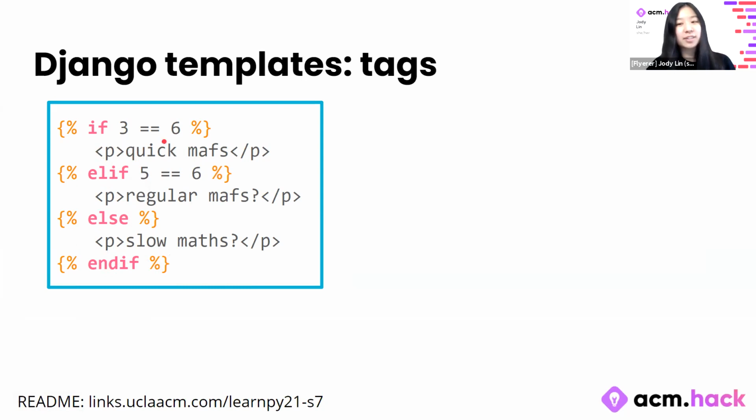But indentation doesn't really matter. So in Python, we know that indentation matters. That's how you can tell what belongs to what block. But in templating, the indentation doesn't matter. So we need this end if tag to tell Django, okay, this if statement's over. And if we look at this, we'll see that if 3 is equal to 6, then we're going to put in this code in our template. If 5 is equal to 6, we'll put in this p tag, and then else we'll do slow math. So in our case, slow math will be the HTML given back.